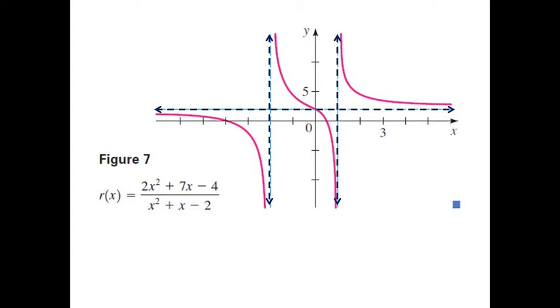Once you plot the points, here's what we got. As x goes to negative infinity, y goes to the horizontal asymptote, and as x goes to infinity, y also goes to the same horizontal asymptote.